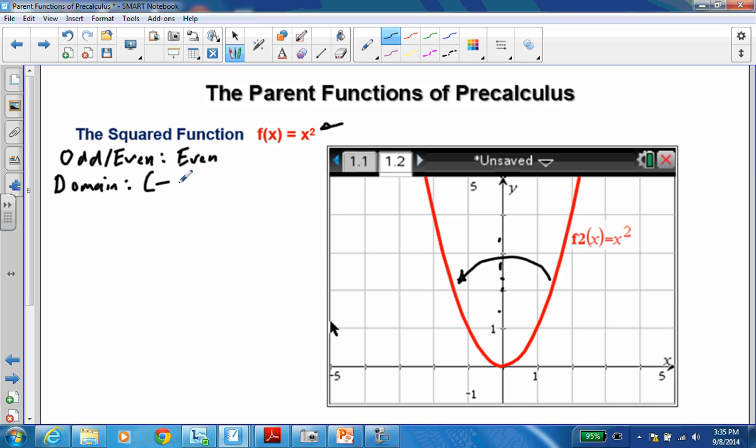Our domain is going to be, as we noticed for the linear one, all real numbers. And our range? Greater than 0? Almost. We almost got that right. Greater than or equal to 0. So in bracket 0. Instead, greater than 0 would be parentheses. We're going to get into one that has that situation.